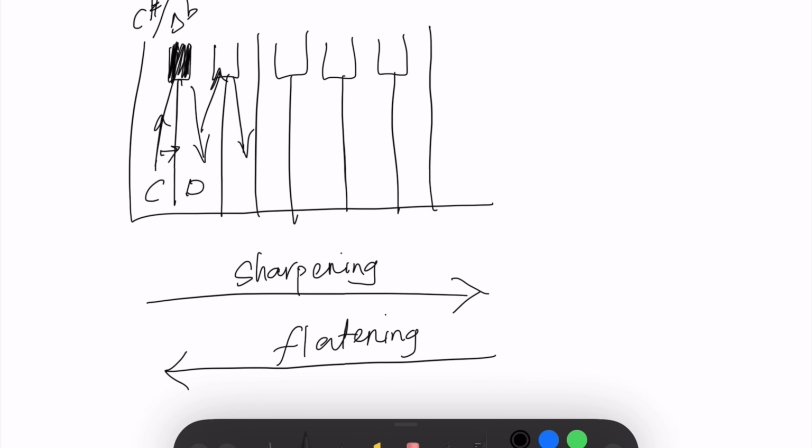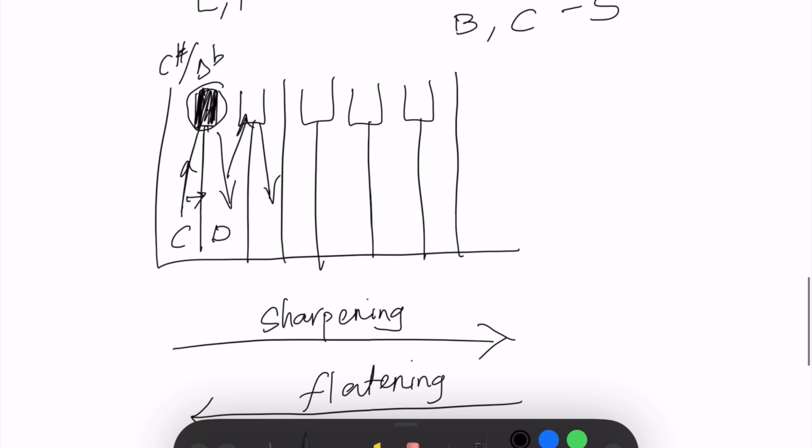So if we try to move forward, we'll be hitting this particular black note here. And this one would be called C sharp. So that black note is called C sharp. And if we try to move back from D, this same note will be called D flat. So this black note has two names, C sharp or D flat. The same thing happens to this one. This will be called D sharp or E flat.